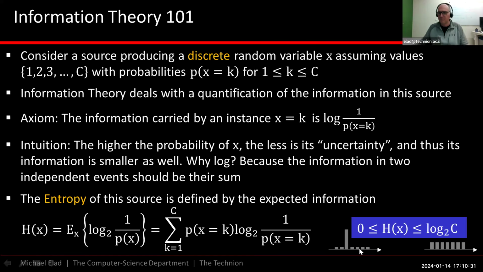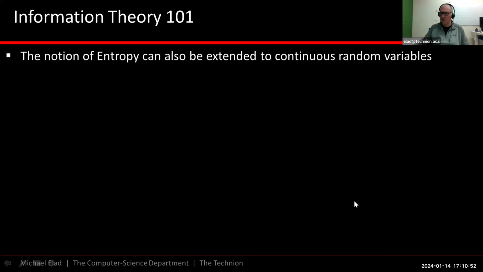The other extreme is the upper bound here. The upper bound is log 2 of C, and this takes place when all the probabilities are 1 over C, which means all of them are equally likely. In that case, the amount of information is the maximum you can have. Okay. Now, why are we bothering with entropy? Because we will need something called the Kullback-Leibler divergence in a minute, which is very often used in machine learning.